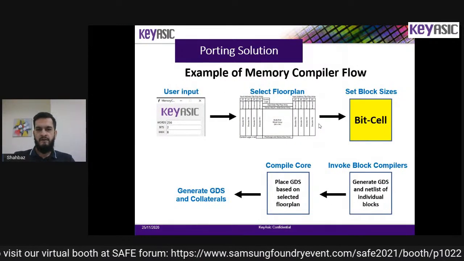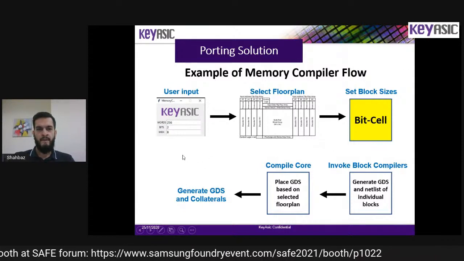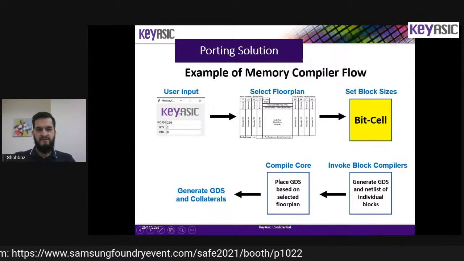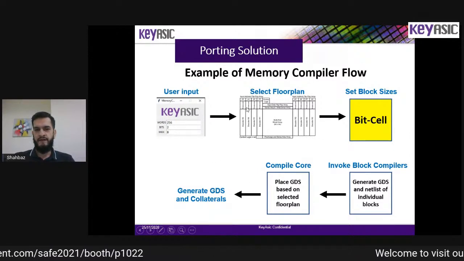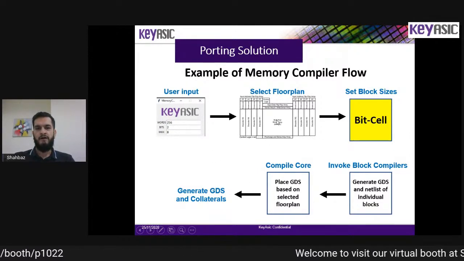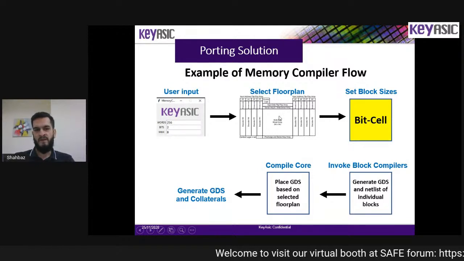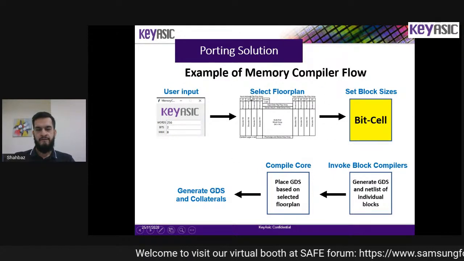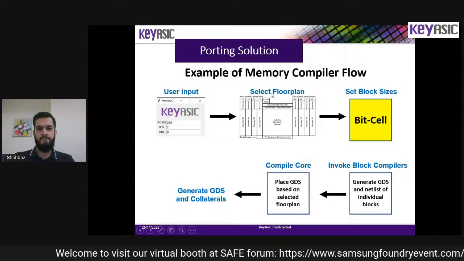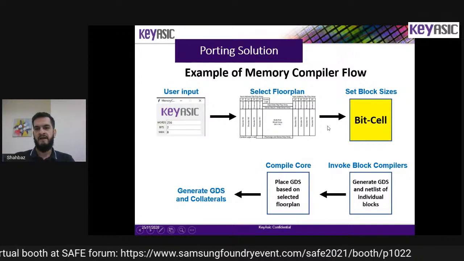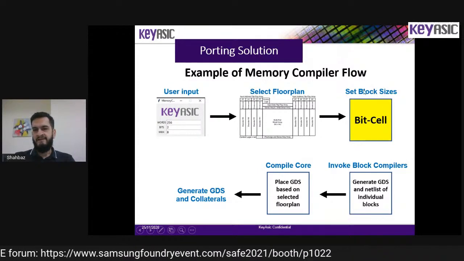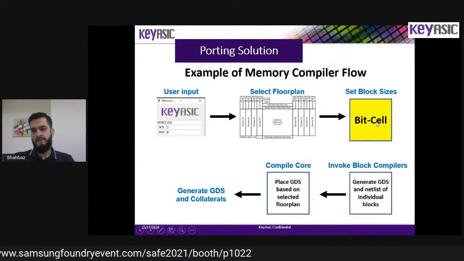So one example of a memory compiler flow is here, right? Based on the user input, we select a floor plan, right? Like I already mentioned, we intend to keep our floor plan configurable, and so we have a pool of floor plans, and we are able to select the floor plan from that pool. And then we set the block sizes based on the bit cell, right?